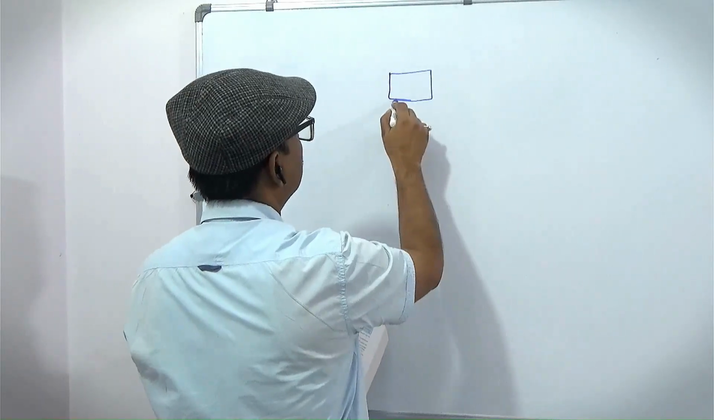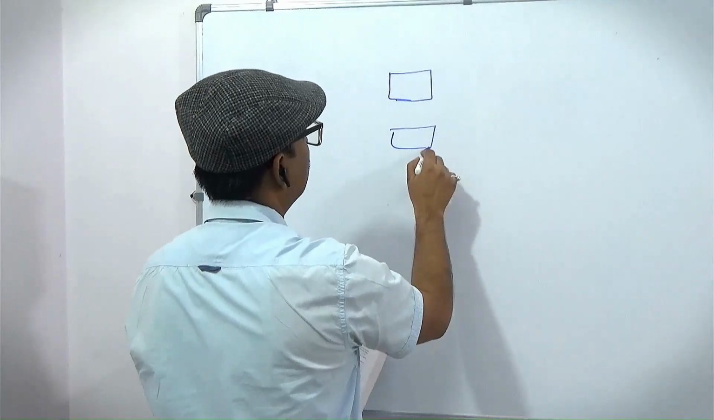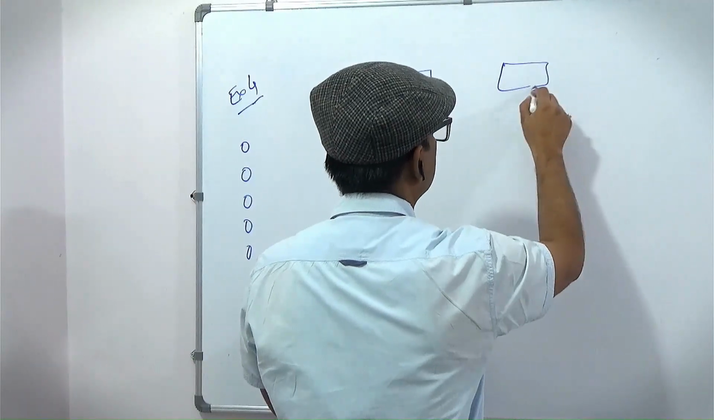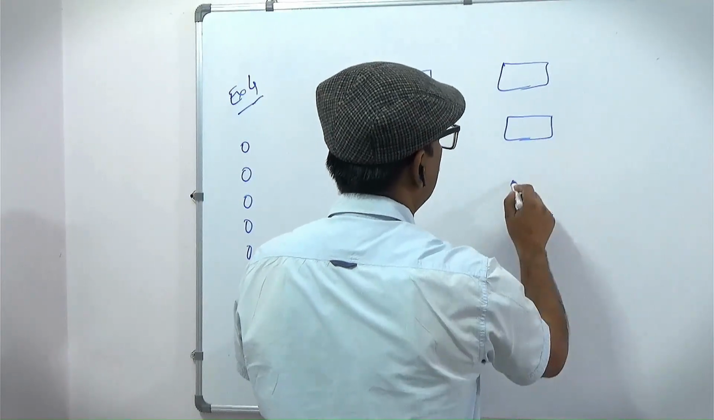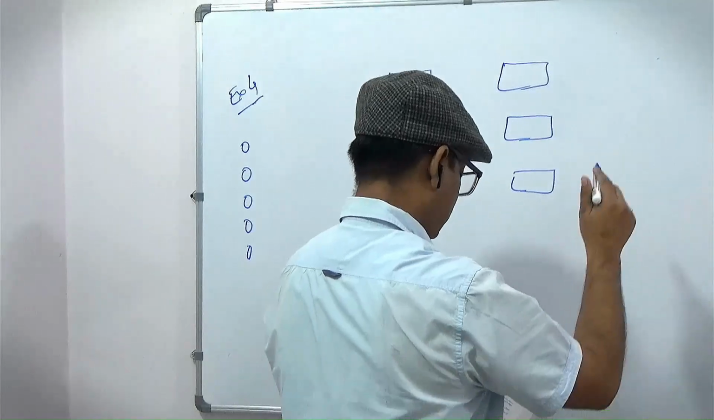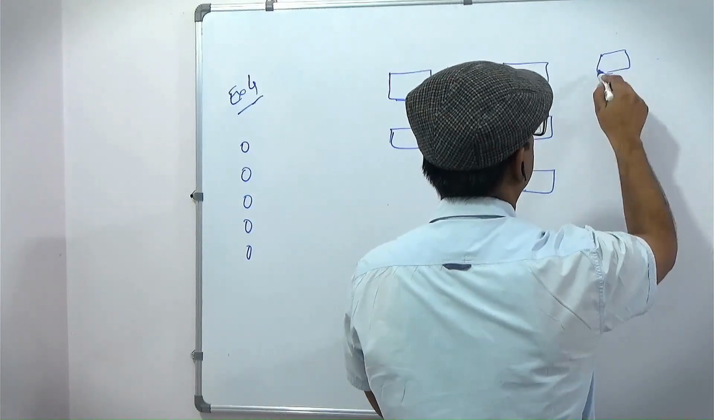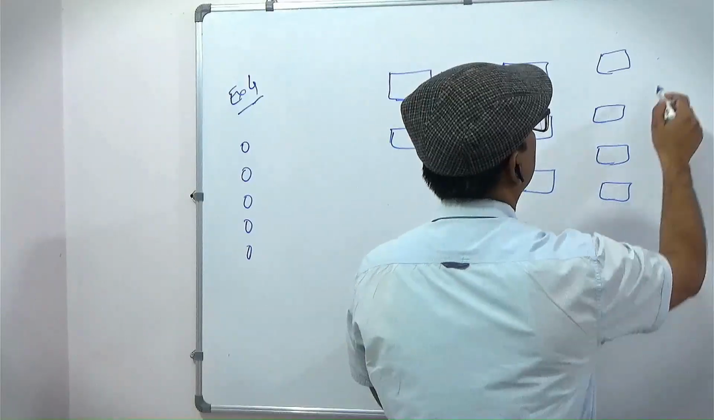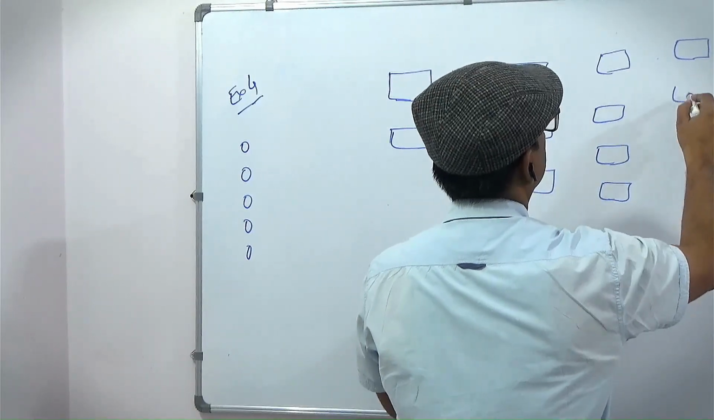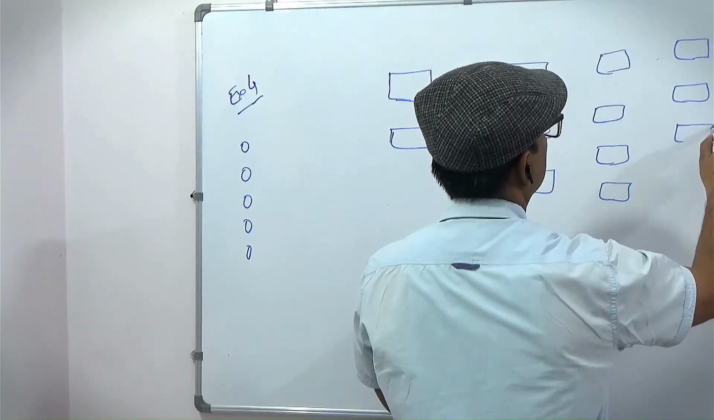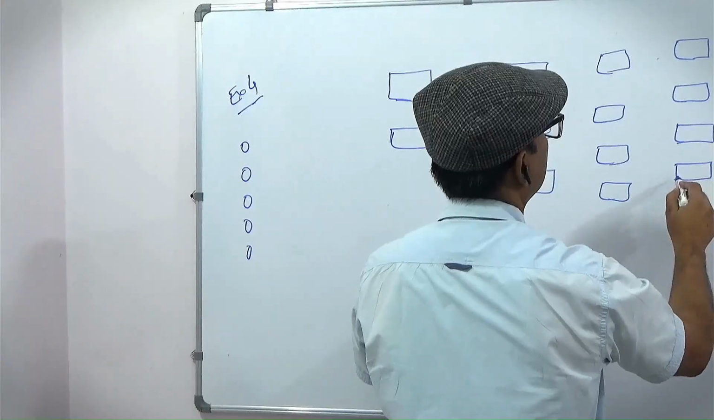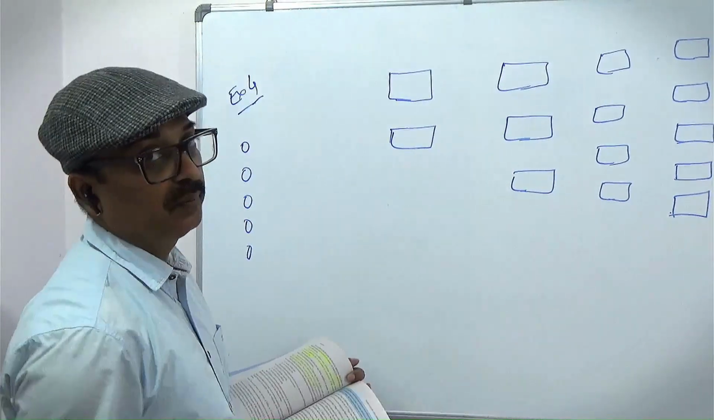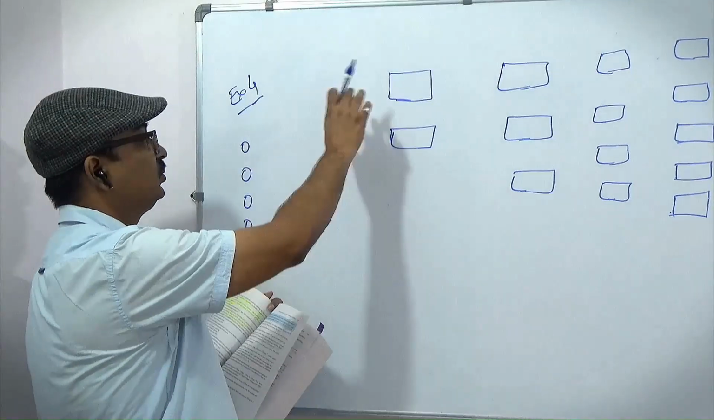That is, this is the first possibility. We'll have two flags, or we can have three flags, or we can have four flags, or we can have five because it says at least. That means we are free to have more flags also. So these are the four different possibilities. We have to use these flags.